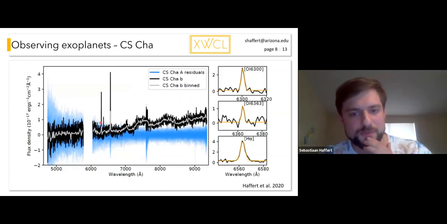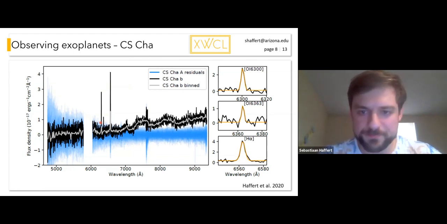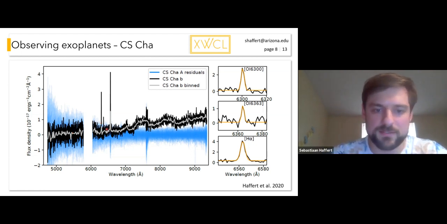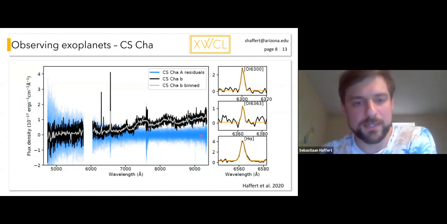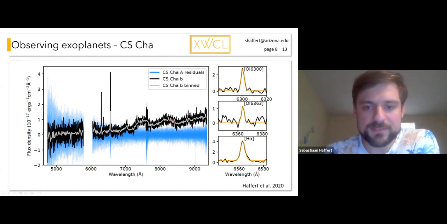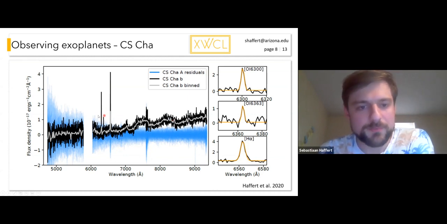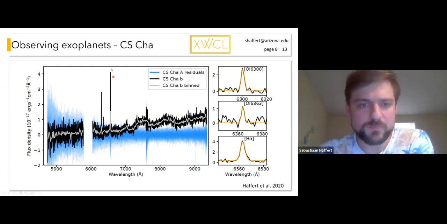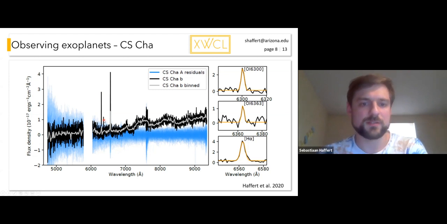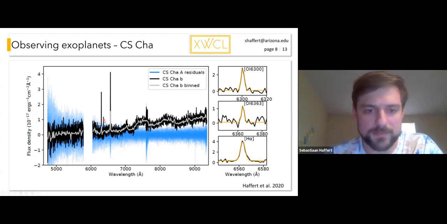So we took a spectrum with MUSE, and we were quite successful in getting the spectrum out. Here you can see in black the actual measured spectrum, and in blue the residuals due to the halo of CSCHA. And we can see that there are 3 emission lines detected for this companion: H alpha, the oxygen 1 line, and then another oxygen 1 line.